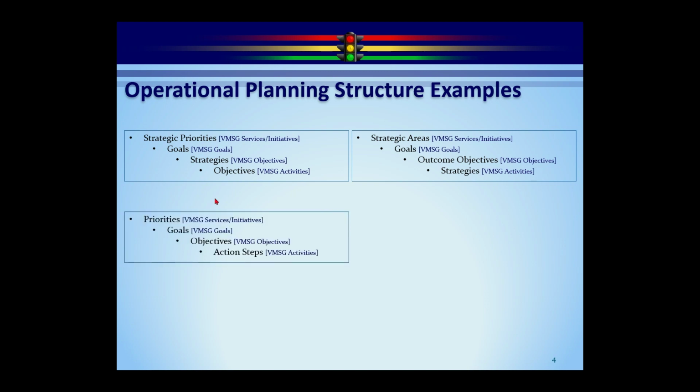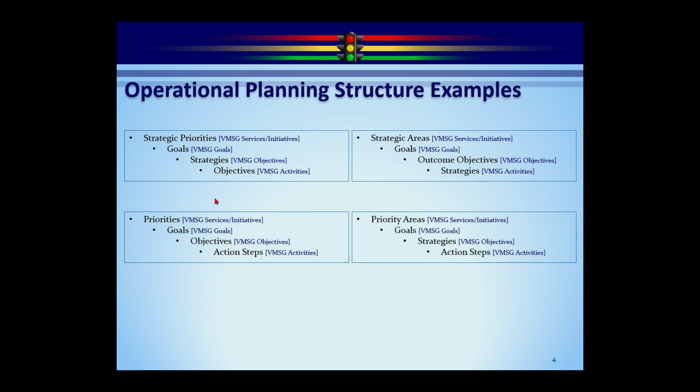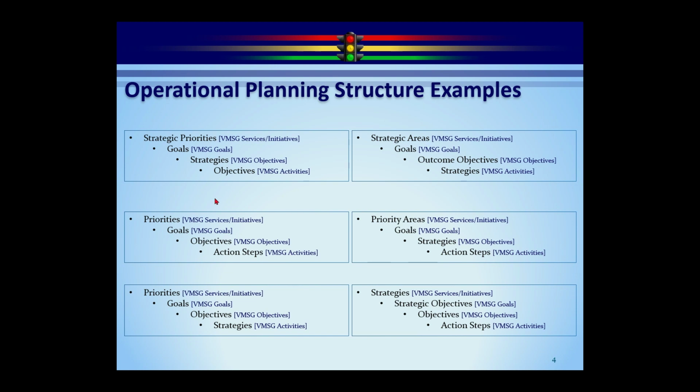Priorities, pretty good. Goals, objectives, and action steps. Action steps is the most common term we see for activities. Priority areas, goals, again, strategies kind of in the wrong place, and action steps. Priorities, goals, objectives, and strategies, good one. Strategies, strategic objectives. That's the only time I've seen that one, but I like it. Strategic objectives is kind of a higher level objective, and then objectives and action steps.